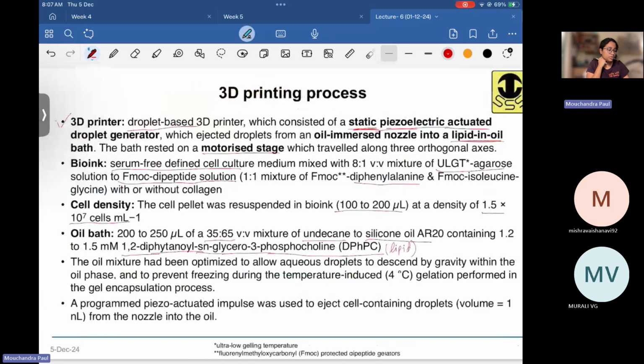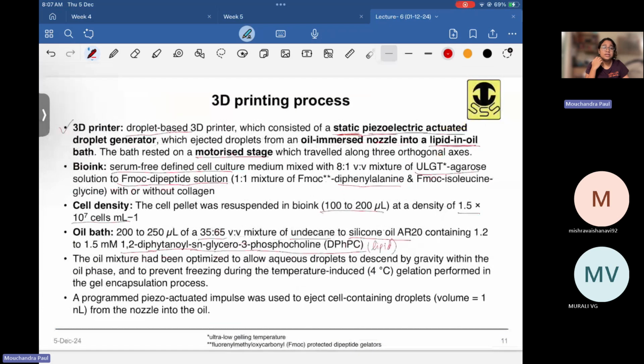So quickly, I'll go over the points. Why did they use an oil mixture? The first reason that comes to our mind is that if you eject droplets in air, then you will face the problem of splashing and spreading, right? You can solve that problem by making sure the velocity of ejection is not too high or too low. We discussed this in the last class, right?